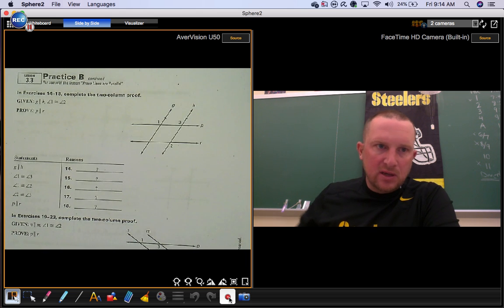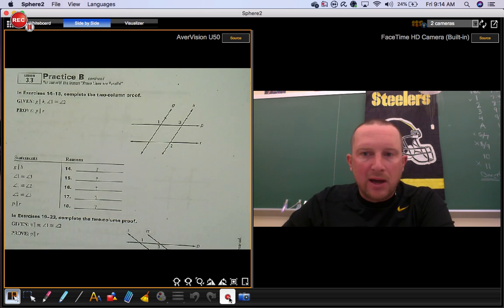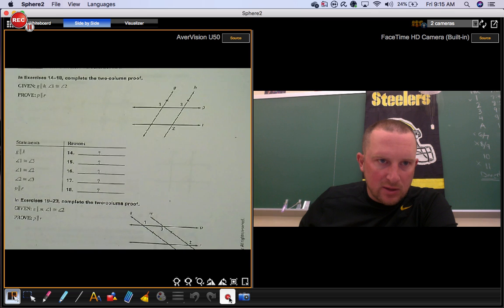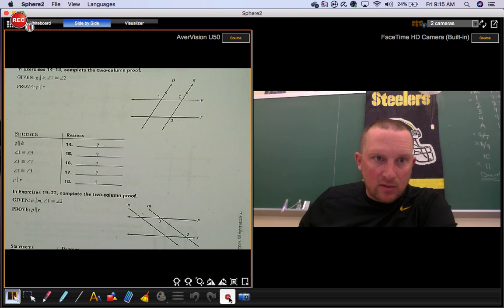This is the practice B for section 3.3. This is on the back of the worksheet. There are two fill in the blank two-column proofs. We're going to practice those because, well, we probably need to practice.